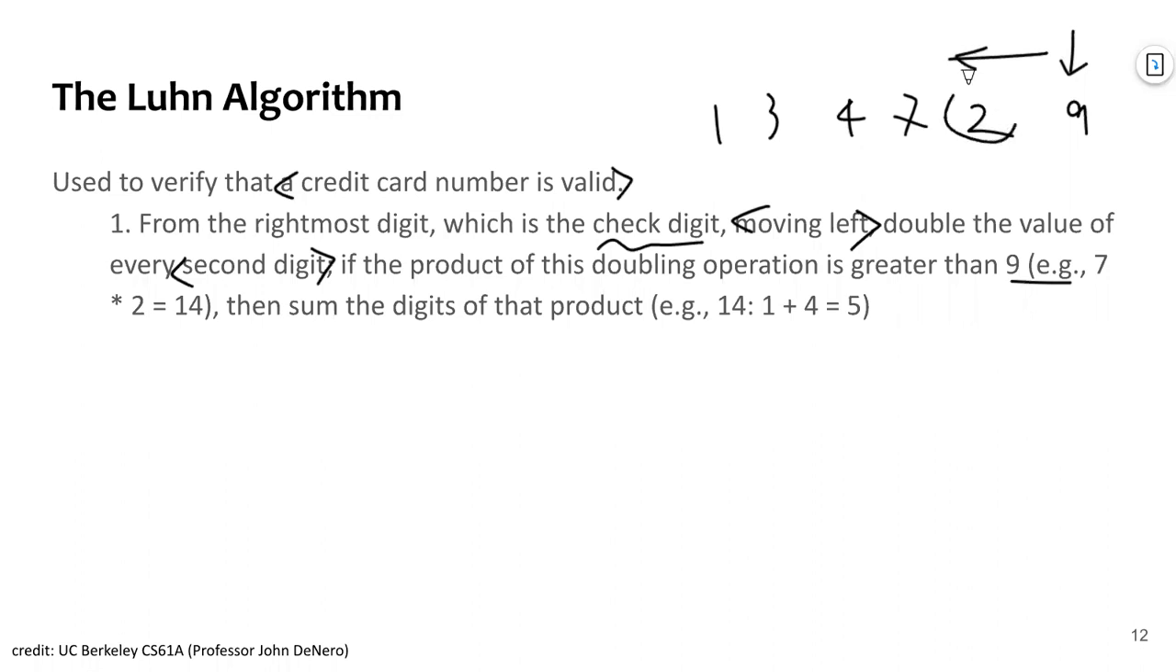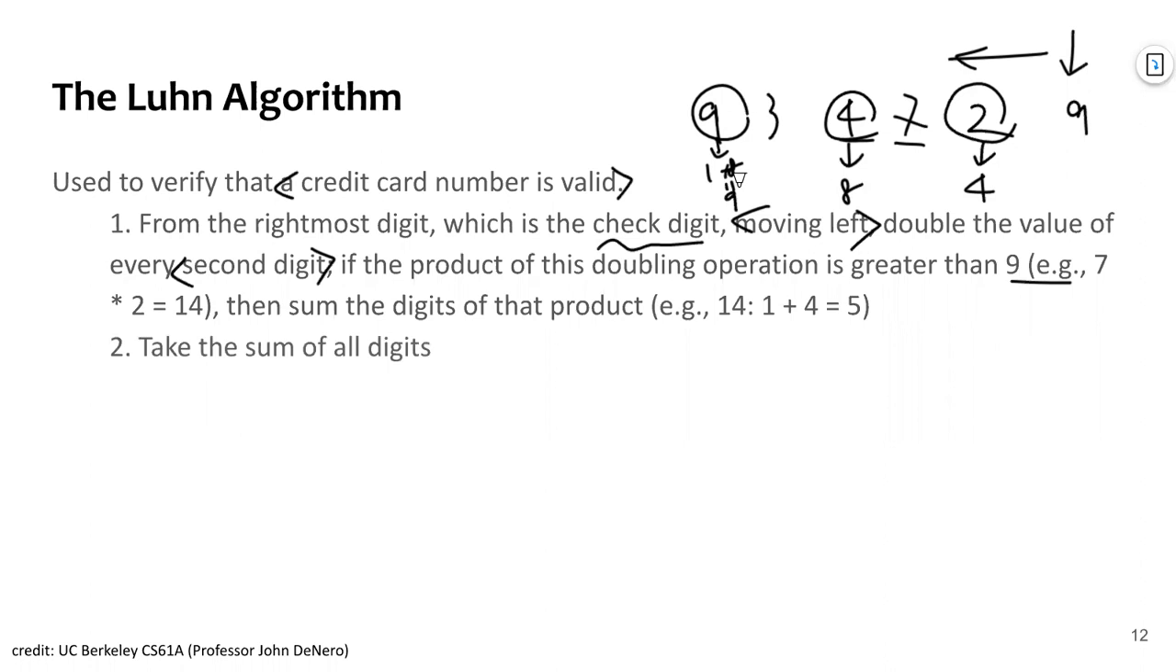And when we reach the even position number, we're going to double this one. So this will become 4. And when we reach an odd position number, we just pass. And when we encounter this number, we double this one. What if this number was 9? When we reach this number, we double it, and it's going to be 18. This is greater than 9, so we sum these two digits, and it's going to be 9. All right? So this is the first step of the Luhn algorithm.